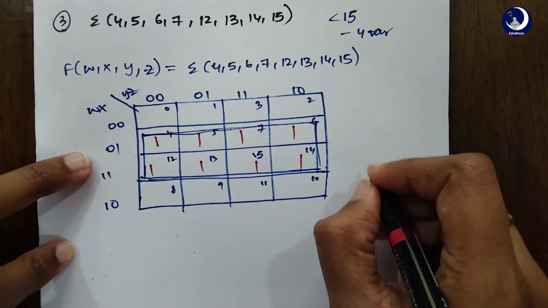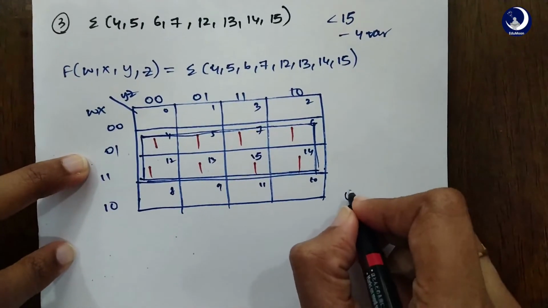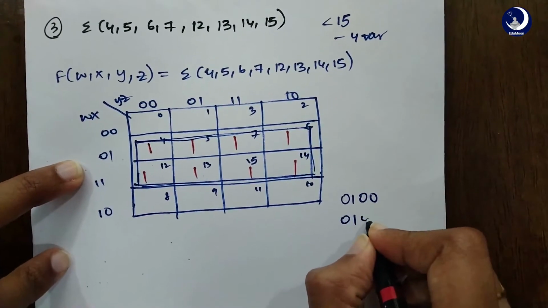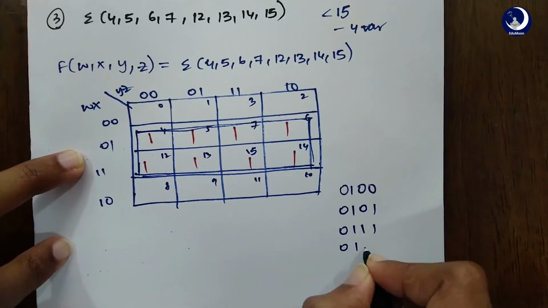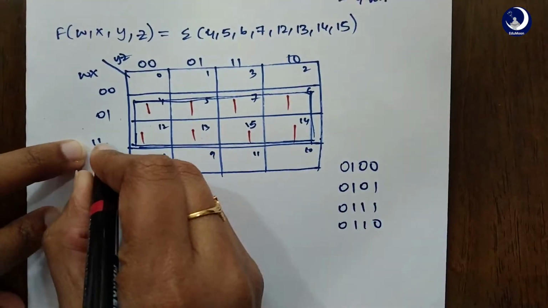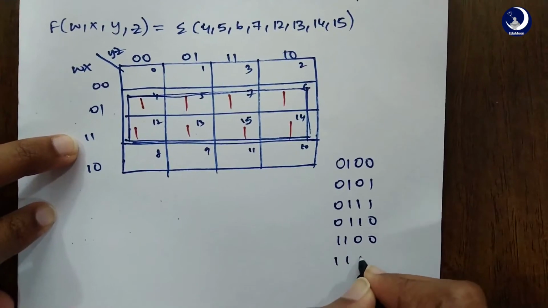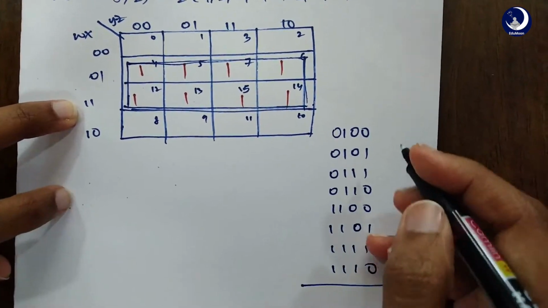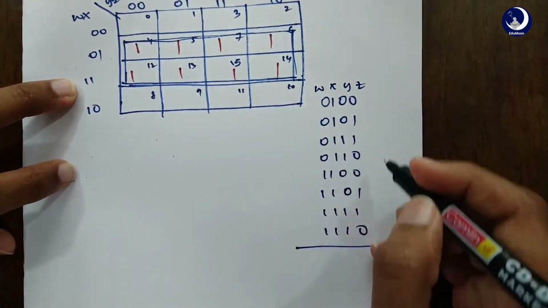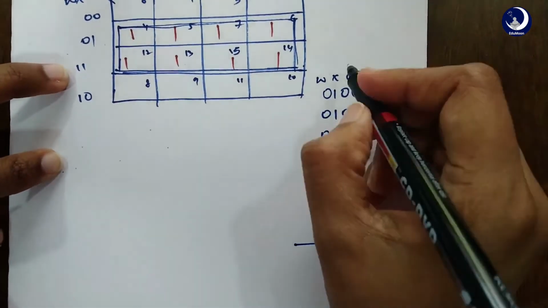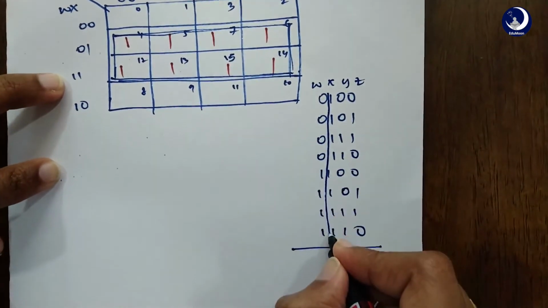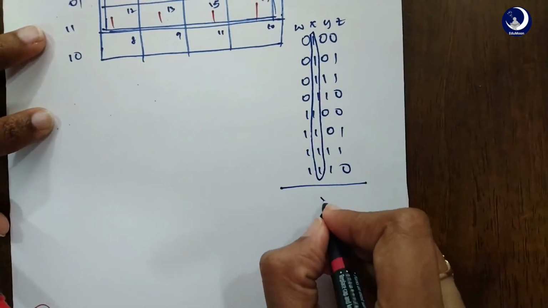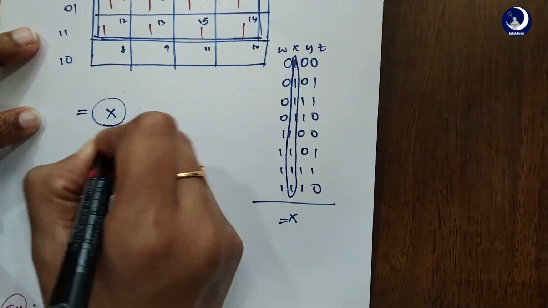But if you are confused about what the expression is, go with the steps. This one represents 0 1 0 0, and this one represents 0 1 0 1, 0 1 1 1 and 0 1 1 0. Now for these ones it is 1 1 0 0, 1 1 0 1, 1 1 1 1 and 1 1 1 0. Now w x y z. Clearly observe that in this entire column we have all ones, so this is x. So your answer will be x for this one.